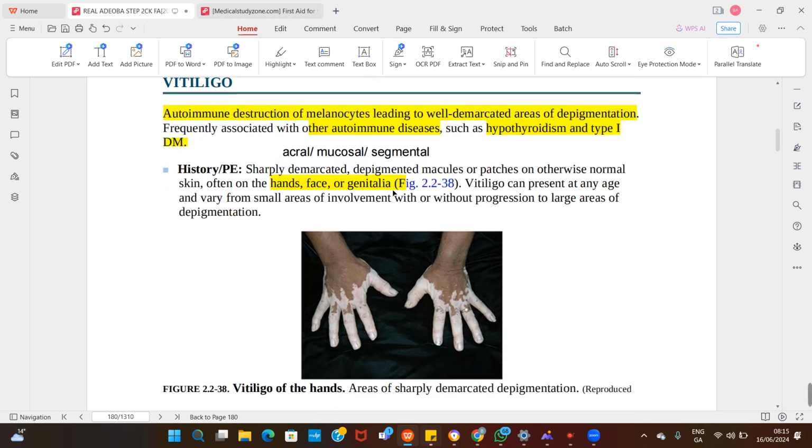Yeah. So moving on to vitiligo. So vitiligo is caused by autoimmune destruction of the melanocytes. So there is destruction of the melanocytes, there is reduction in the melanocytes, and there is reduction in melanin production.